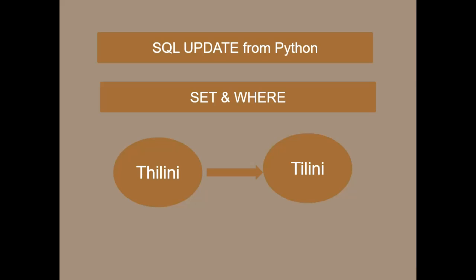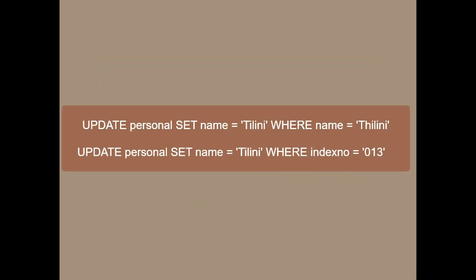Either you can search the name of the student or the relevant index number. How do you use the update command? Update database is personal. Then update personal, then we set the name to TILINI where name equals THILINI, or we can use update personal set name equal to TILINI where index number equals 013.